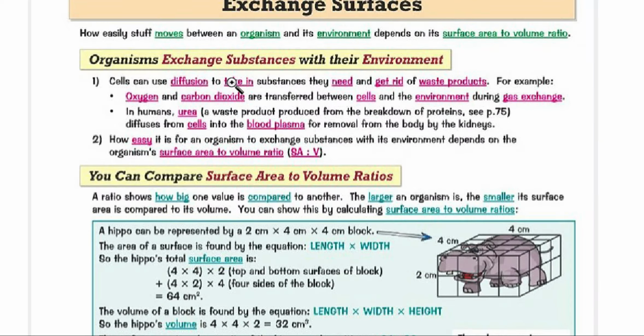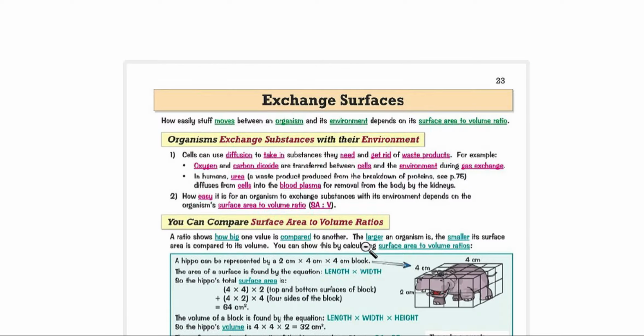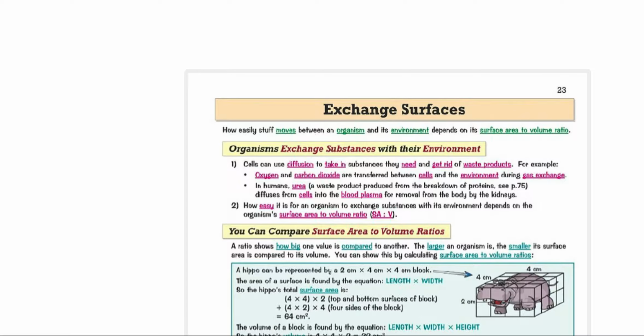The first example is that cells use diffusion to take in substances they need and get rid of any waste products. The first example we've got is oxygen and carbon dioxide. We will look at this example in more depth in another video, but essentially oxygen and carbon dioxide are transferred between cells and the environment, through surfaces in the lungs, so the carbon dioxide can escape and the oxygen can be taken in. So this is the first example of an exchange surface inside our own body.